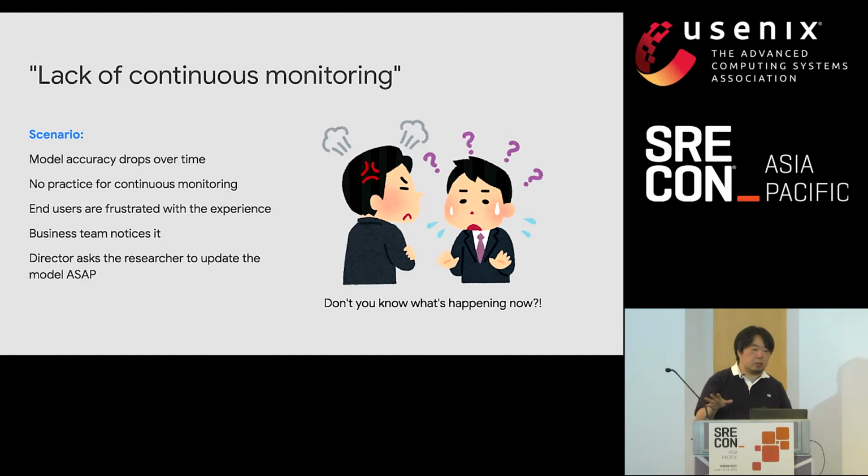At that time, the end user could be the first person to notice the drop in accuracy, and then the business people would notice that, and your director would ask you to update the model ASAP. So you have to find the Jupyter notebooks you wrote two years ago and rebuild everything from scratch in a hurry.